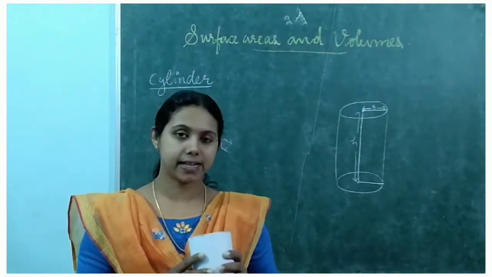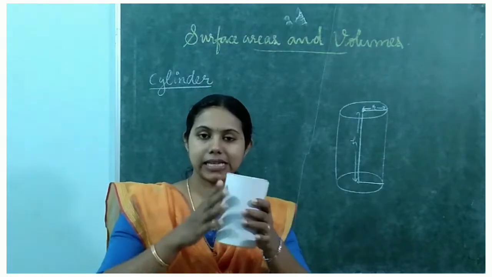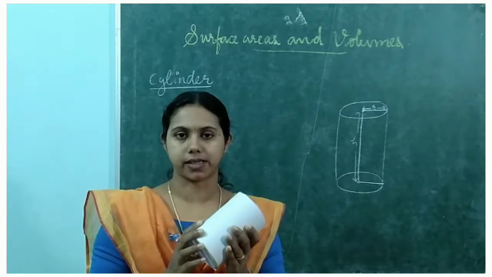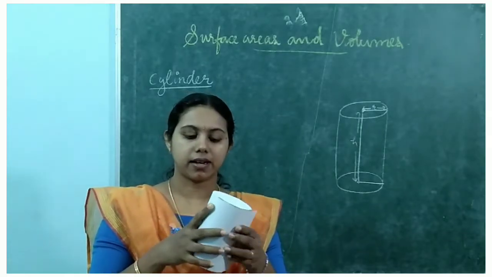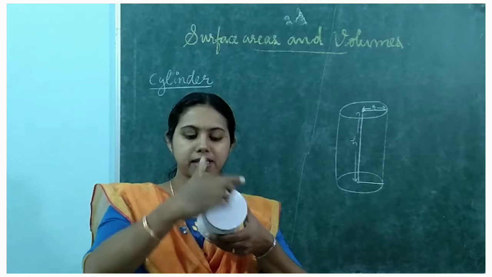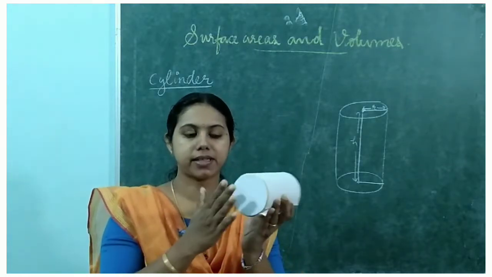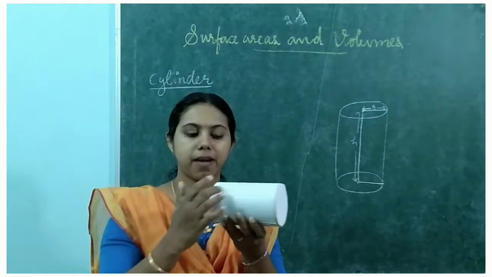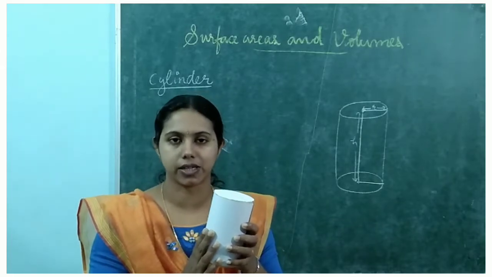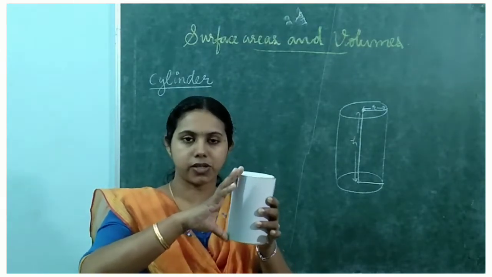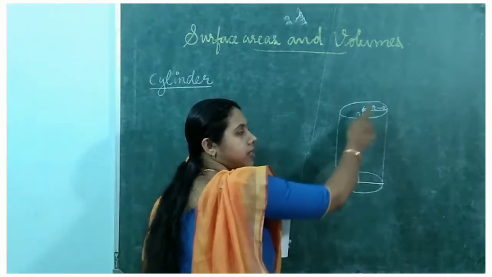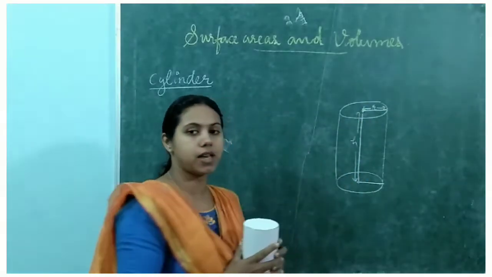Now we are talking about the cylinder. A cylinder has 3 faces, 2 circular faces and 1 curved face. The total surface area of this cylinder is this circular area plus curved area plus this circular area, that is 2 circular areas plus 1 curved surface area. So first of all you want to know the curved surface area of a cylinder. This is the radius of the cylinder and this is the height of the cylinder.